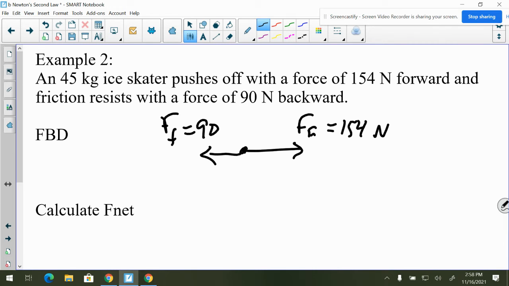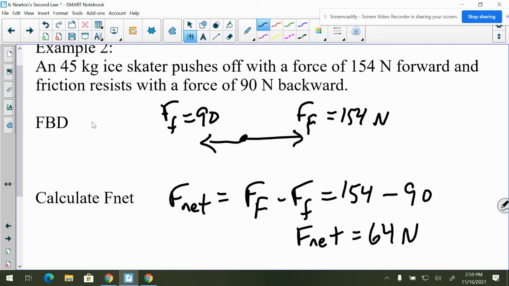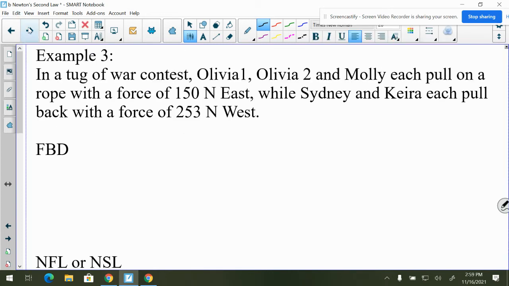And again, we're asking what's the net force? Well, the net force is always the big one minus the little one, or who wins and by how much. So it's going to be the force forward. That was a bad choice of letter because they're both F. But the force forward, capital, minus the force of friction, the smaller one. So it's going to be 154, the winner, minus the loser. And that means the net force is going to equal 64 newtons. Okay? So again, the net force is always the winning force, the bigger force, minus the littler force. We're just adding these vectors together. And you get the idea.